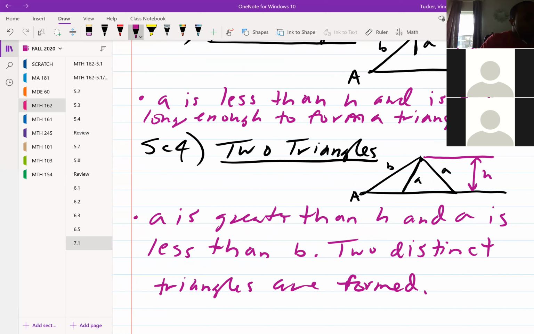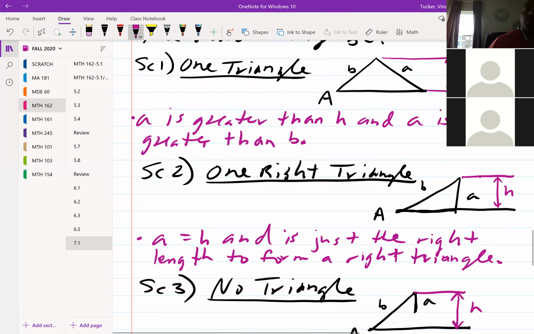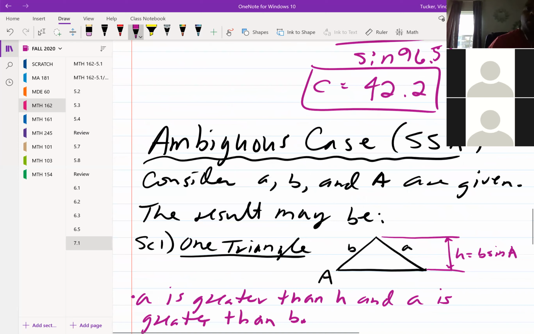All right, so for scenario four, two triangles could be created. When a is greater than h and a is less than b, two distinct triangles are formed. All right, any questions before we try a few of these out?